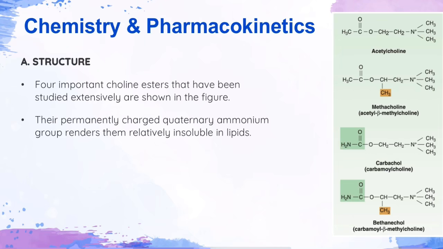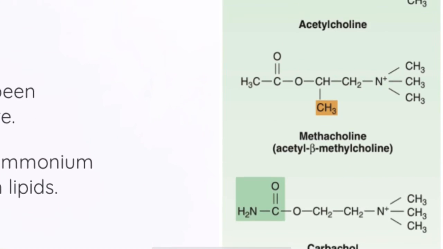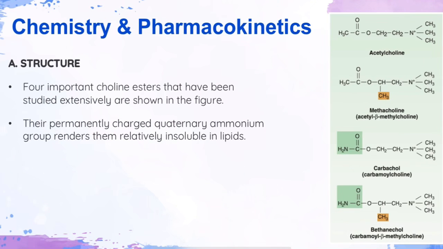So, the chemistry and pharmacokinetics. First, we have to discuss the structure. There are four important choline esters that have been studied extensively, shown in this figure right here. Their permanently charged quaternary ammonium group renders them relatively insoluble in lipids.